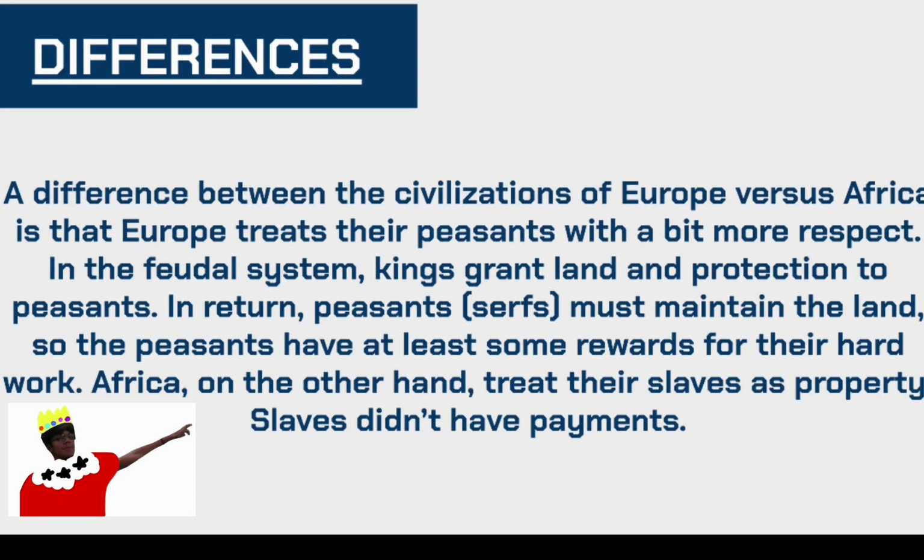A difference between the civilizations of Europe versus Africa is that Europe treated their peasants with a little more respect. With the introduction of the feudal system, the king was able to grant these people land and protection in return of loyalty towards the kingdom. This gave the peasants rewards for their hard work and actual pay, so they can provide for their families and stuff. On the other hand, in Africa, slaves were treated as property and had no rights, and merely did free labor for their masters.